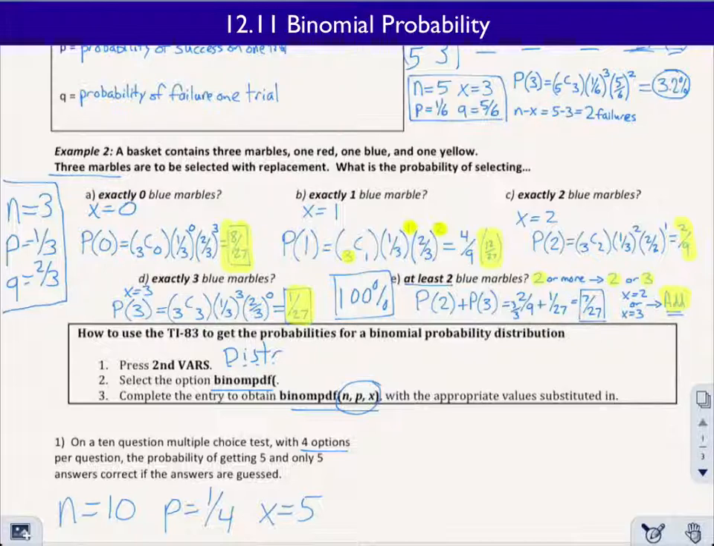So in your calculator, you're going to go binomPDF and then type in 10, .25, and 5. You could have left 1/4 there as well. When we do this, we would get an answer of 5.8%.